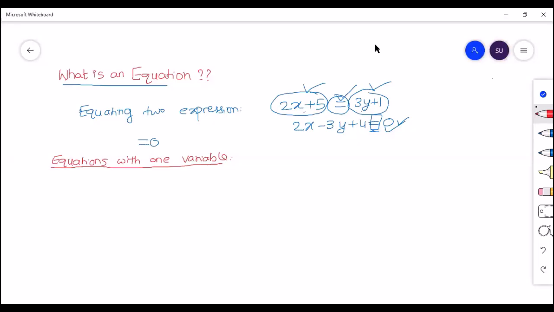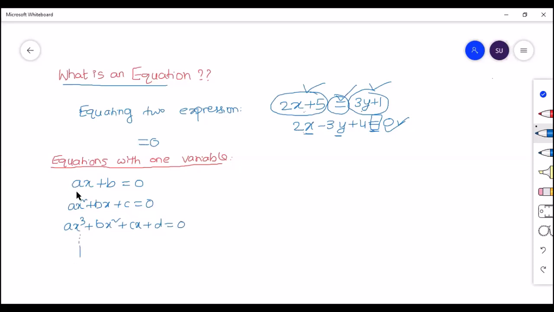Equations with one variable. That means it contains only one variable. Here in this equation, we have two variables, x and y. But we will discuss one variable, for example, ax plus b is equal to 0, ax square plus bx plus c is equal to 0. Now I think everybody has got an idea of what I am going to write. Yes, bx square plus cx plus d is equal to 0. Like that, keep on writing.